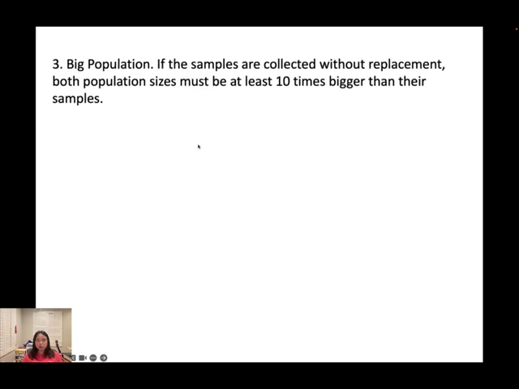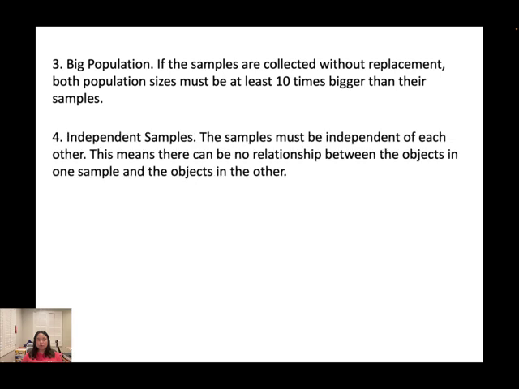Number 3, big population. If the samples are collected without replacement, both population sizes must be at least 10 times bigger than their samples. Large sample size. Number 4, independent samples. Samples must be independent of each other. This means there can be no relationship between the objects in one sample and the objects in the other. Okay, 4 conditions.